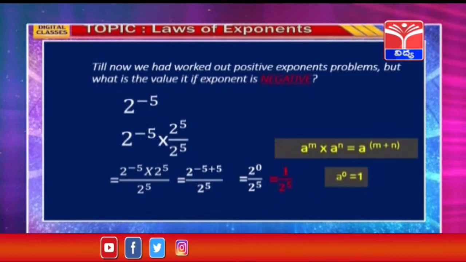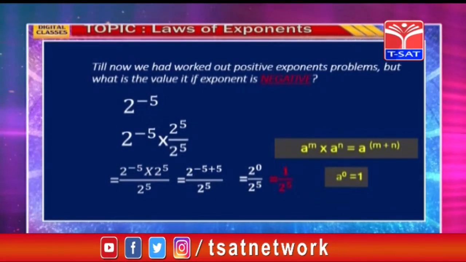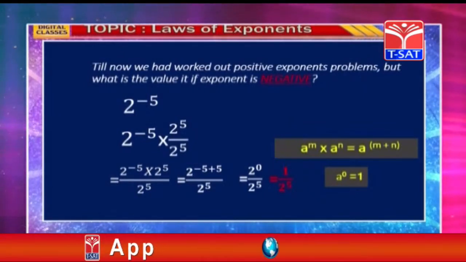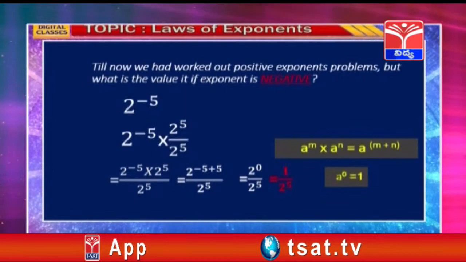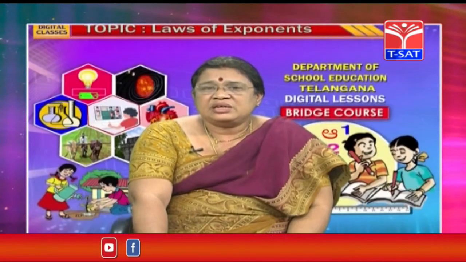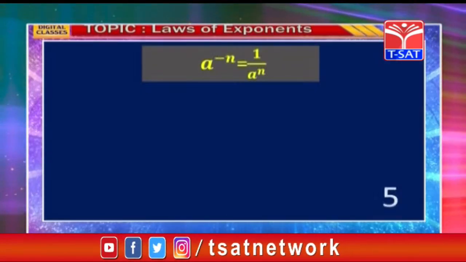So ultimately you can say that 2 to the power of minus 5 can be written as 1 by 2 to the power of 5. That is, if a negative exponent is there, you can write it like 1 by 2 to the power of 5. This is a to the power of minus n is equal to 1 by a to the power of n. You can write like this.